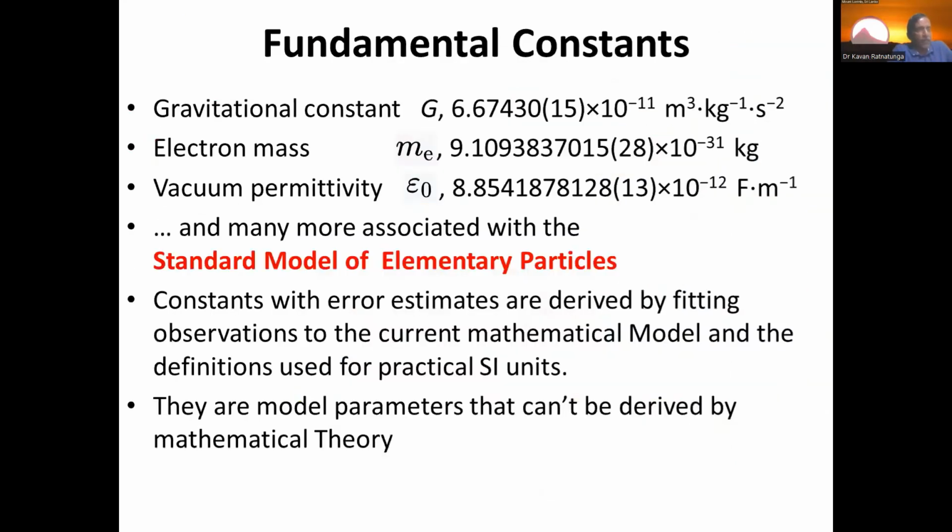Okay, so fundamentally, with the standard model and SI units, you can derive a lot of fundamental constants in the universe, the gravitational constant being one of them, the electron mass, vacuum permeability, and a lot of other particles can be measured with the currently accepted SI units. They can't be derived from the mathematical theory. So they are actually free parameters in your model. And that sort of causes a bit of problems.